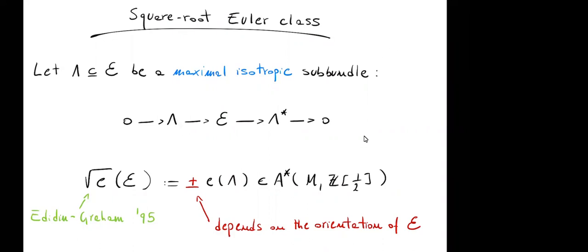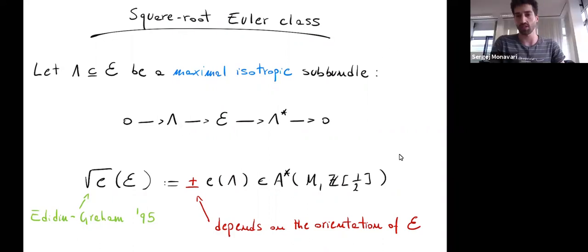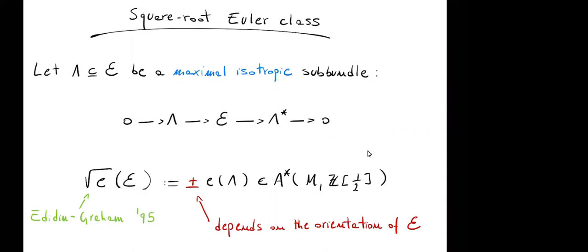Appreciate. But I guess that already Edidin-Graham described that, in order to show that you can always construct these square root Euler classes. Appreciate.